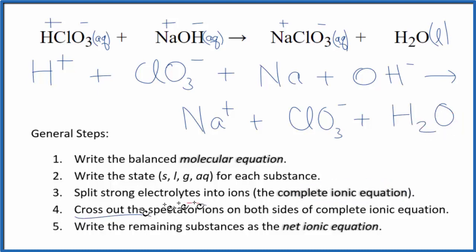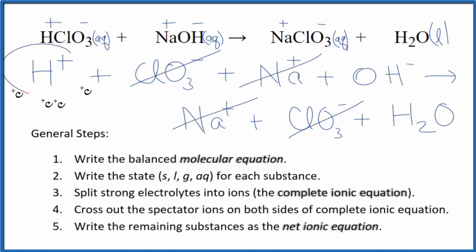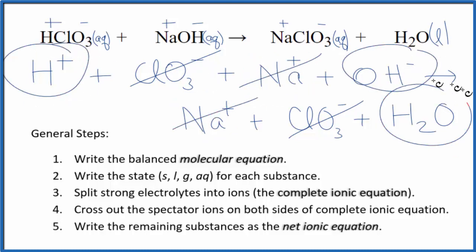Now we can cross out these spectator ions. They appear on both sides of our complete ionic equation. They really haven't changed, so we're not interested in them. So I can see the chlorate ion here and here. So I'm going to cross that out. You can see I forgot to put my plus up here. So I have a sodium ion here in the reactants and in the products. Cross that out. What remains is the net ionic equation for HClO3 plus NaOH.